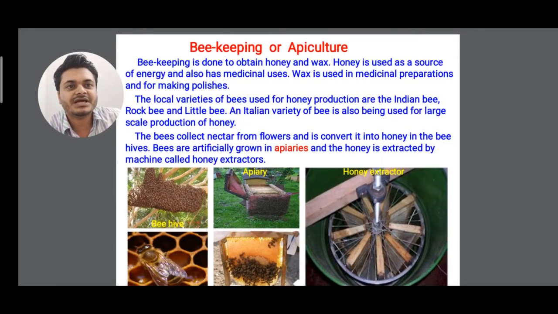So beekeeping or apiculture is done to obtain wax and honey. Honey is used as a source of energy and also has medicinal uses. Wax is used in medicinal preparations and also for making polishes. The local varieties of bee used for honey production are the Italian bee, rock bee, and little bee.